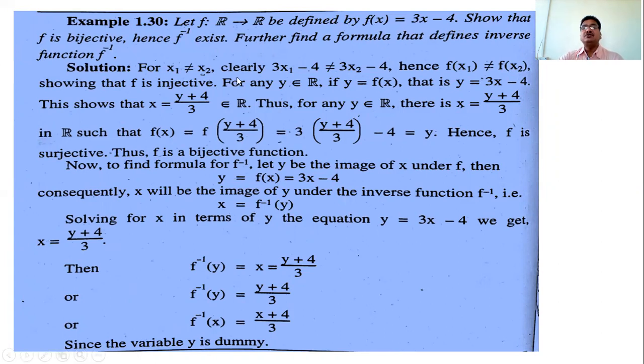First we have to show the function is injective. Take two elements x1 and x2 of the domain such that x1 is not equal to x2. Then multiply both sides by 3. Then 3x1 is not equal to 3x2, and then 3x1 minus 4 is not equal to 3x2 minus 4, and therefore f of x1, which is 3x1 minus 4, is not equal to f of x2, and this shows that f is injective.